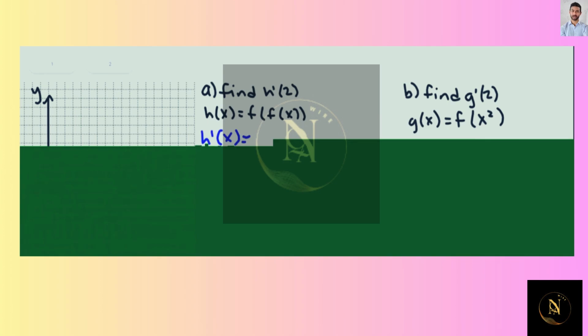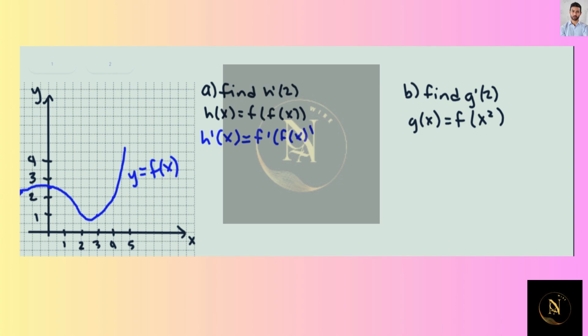We take the derivative of the outside, which would be f prime of f of x, and multiply that by the derivative of the inside, which would be f prime of x. And then we substitute a 2 in there to find h prime of 2. So everywhere we have an x, we replace it with a 2.